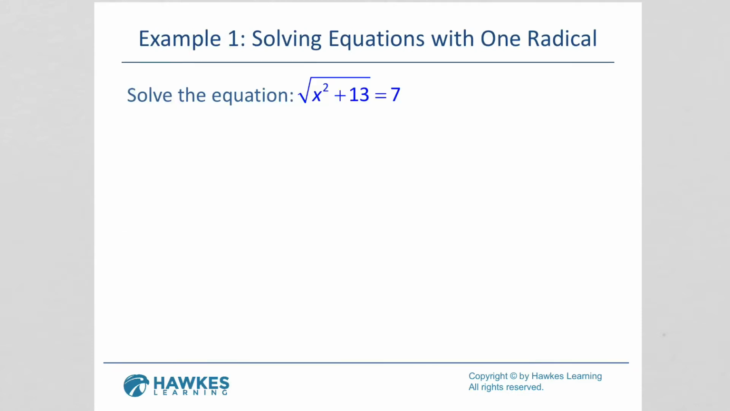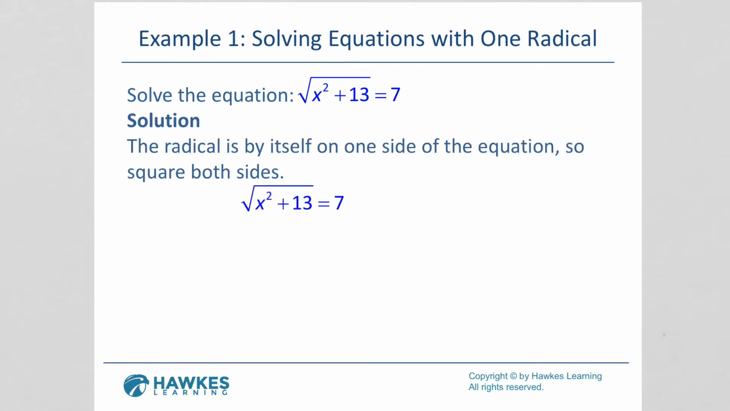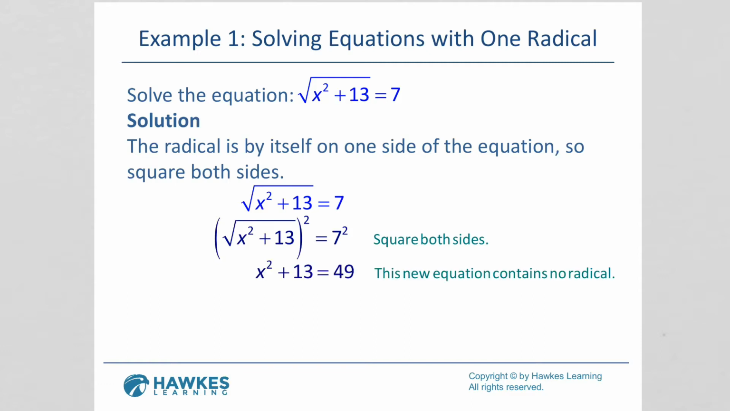Example 1. Solve the equation: the square root of x squared plus 13 equals 7. Luckily, step 1 is already done. The radical is by itself on one side of the equation, so we're simply going to square both sides. The square root of x squared plus 13, squared, equals 7 squared. On the left, I end up with x squared plus 13 equals 49 on the right. Notice the new equation has no radical.